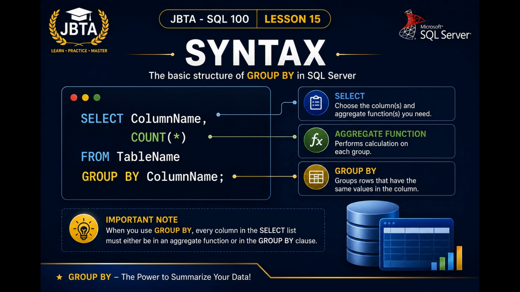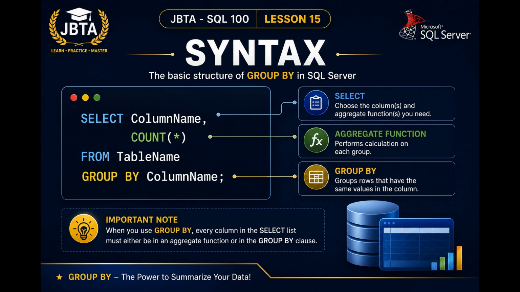When SQL Server executes this query, it first reads all the rows from the table. Then it groups together all rows that have the same value in the specified column. After creating the groups, it applies the aggregate function to each group and returns one result for every group. For example, if we group data by department, SQL Server creates one group for human resources, one group for information technology, one group for sales, and one group for every other department in the table.